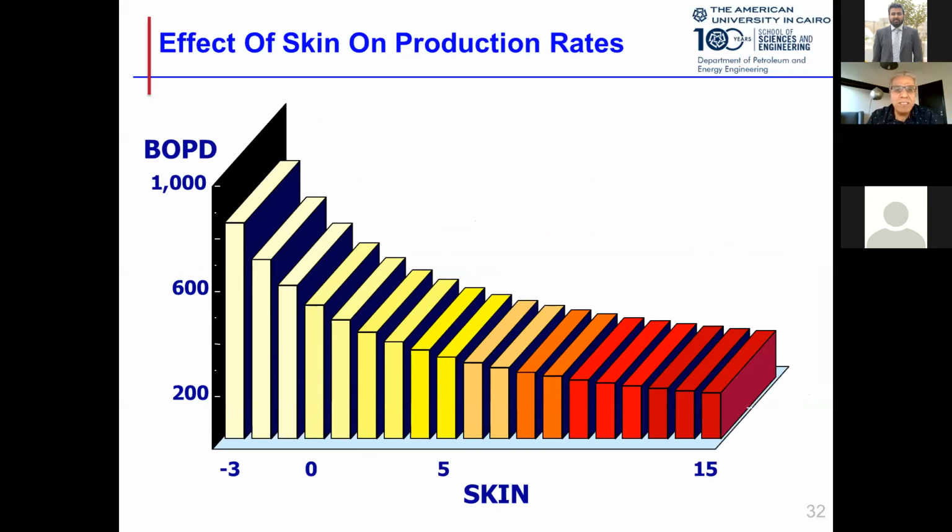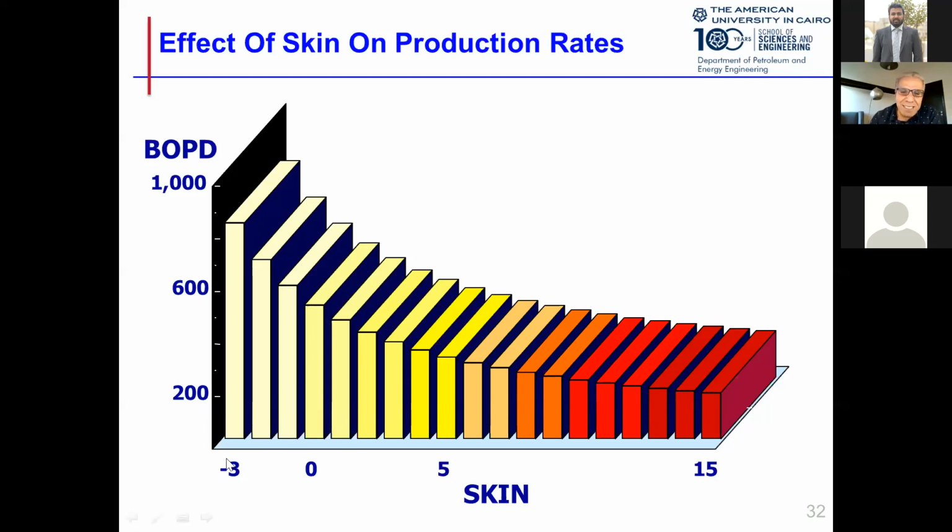As you can see in this figure, in the y-axis we have production in barrels of oil per day. It goes up to 1,000. And in the x-axis we have skin, which is S. So a skin can be negative, can be positive. As you can see, when the skin is positive, it adds to the denominator, and the production is reduced almost to 200.